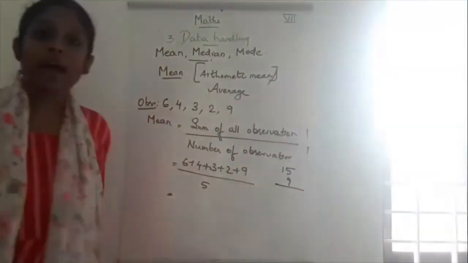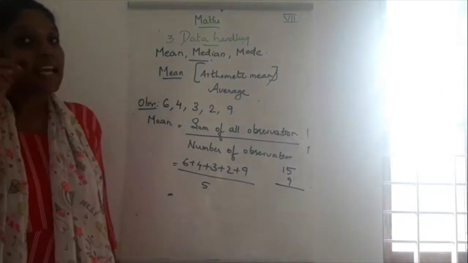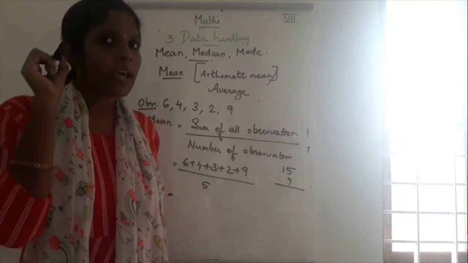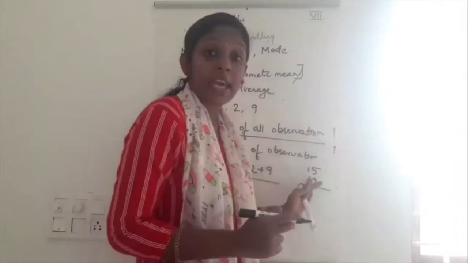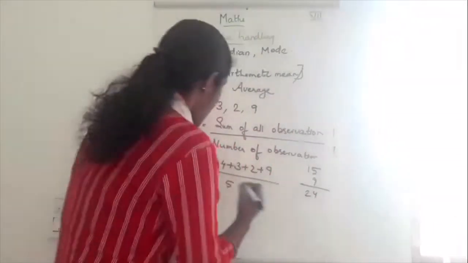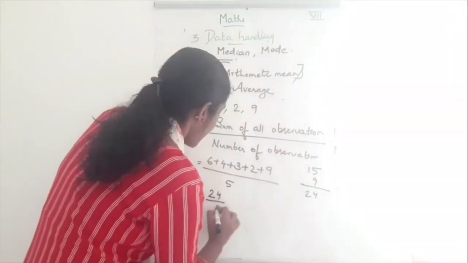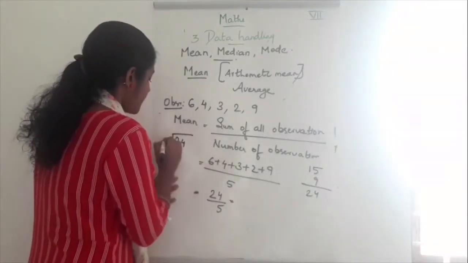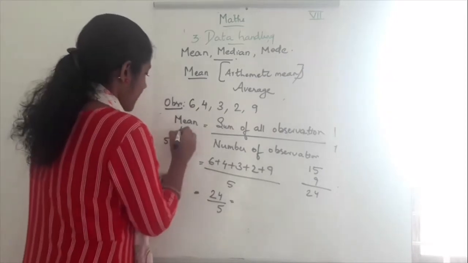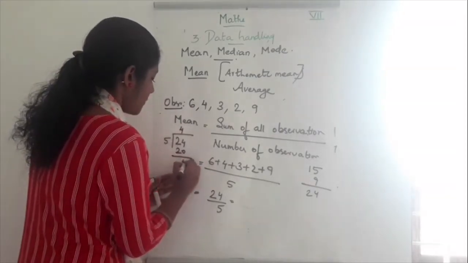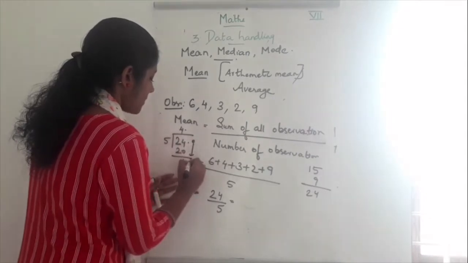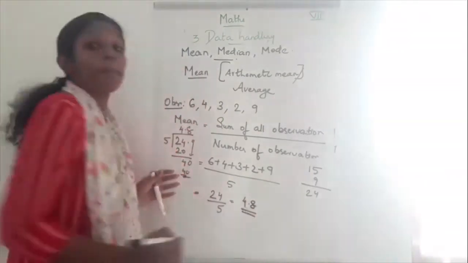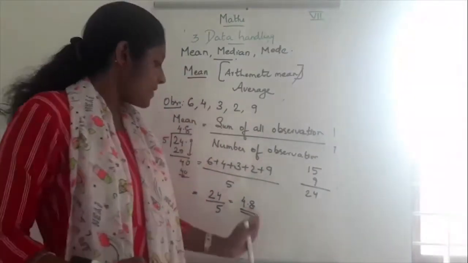So like that you have to find the sum of observations and then find the average, that is, divide by the number of observations. Hope this is clear for you. 15 plus 9, it is 24. 24 divided by 5. You have to find out what is 24 divided by 5. 5 4s are 20, 4. 8 5s are 40. That is, the answer is 4.8. So the mean or average of this set of observations is 4.8.